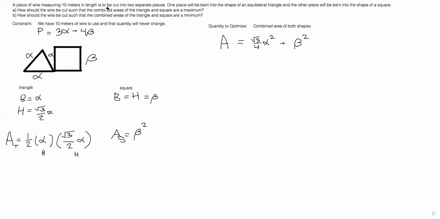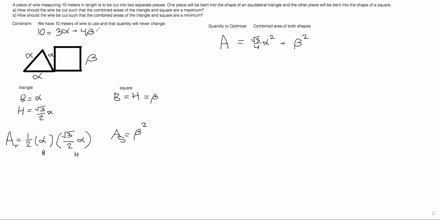Before we continue, I want to replace our identifier P with 10, because we definitely know what the perimeter is. So we can use an actual value instead of a variable. So 10 is the perimeter. 10 is equal to 3 times alpha plus 4 times beta.